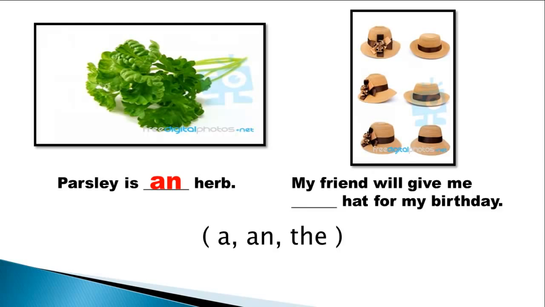Second sentence: my friend will give me blank hat for my birthday. Is it a, an, or the? The answer is a. My friend will give me a hat for my birthday. Although the word hat starts with the letter H, it is not a silent letter. We really pronounce it as hat, so we should use the article a: a hat.